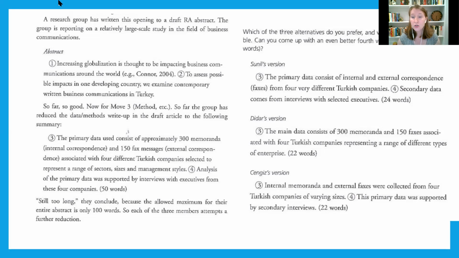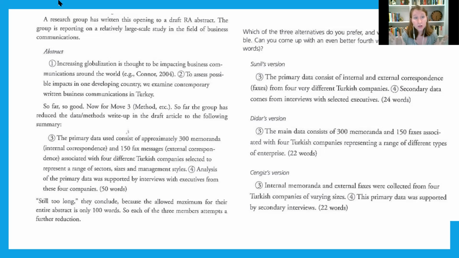Internal memoranda and external faxes were collected from 4 Turkish companies of varying sizes. This primary data was supported by secondary interviews. This one has the memoranda and the faxes. It does include the interviews. However, it only highlights one aspect of the Turkish companies. It only says that they are varying sizes, where in fact they were varying in sectors and management styles as well. So it still doesn't fully incorporate, okay?